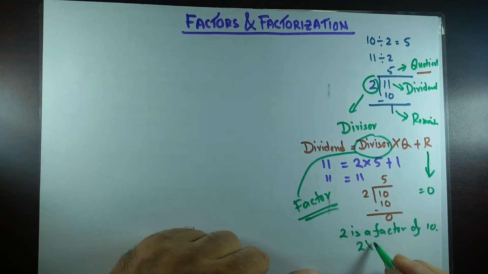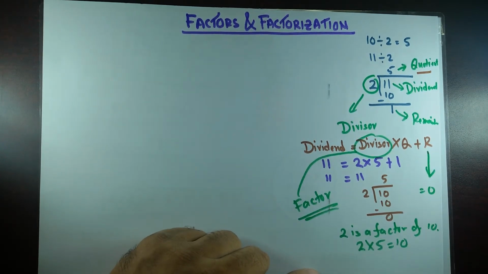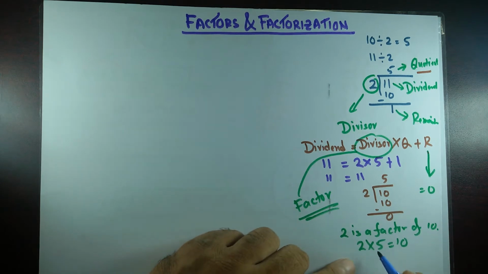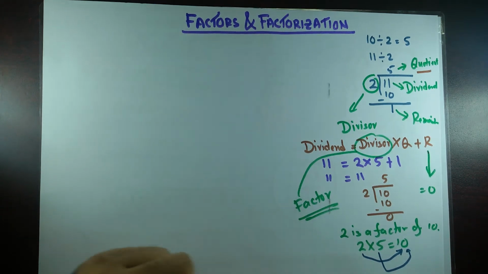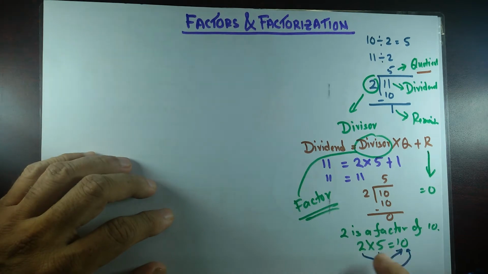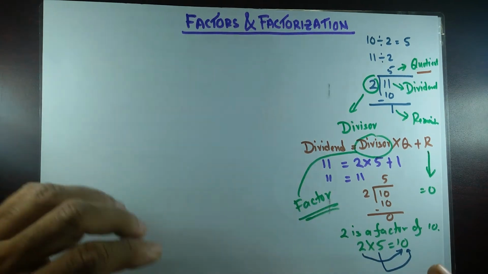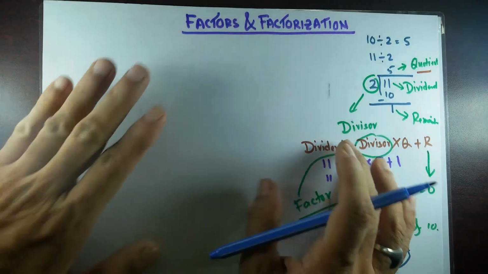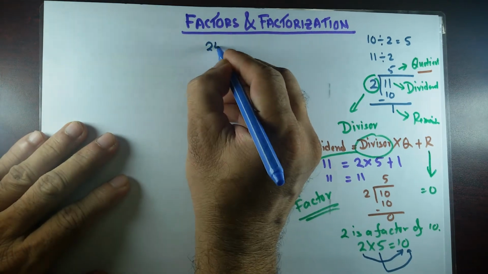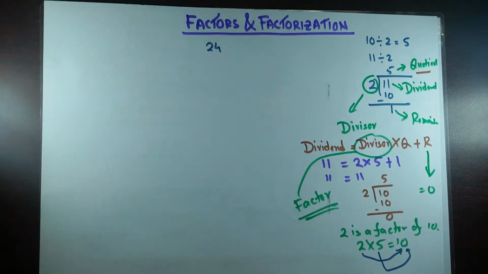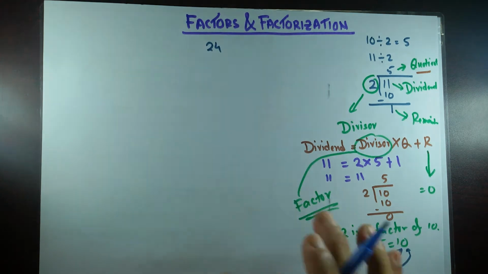Now we can write 2 times 5 equal to 10. Now you might think, if 2 is a factor of 10, isn't it true that 5 is a factor of 10 as well? Yes, you are absolutely right. 5 is a factor of 10 as well. So let's say I have the number 24, and I try to find out what factors 24 may have.